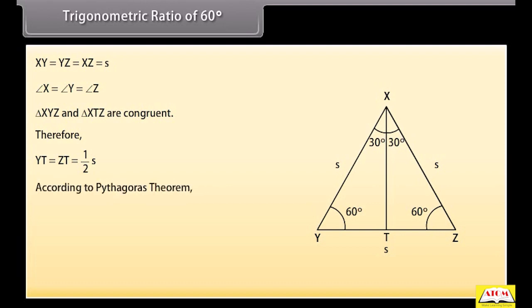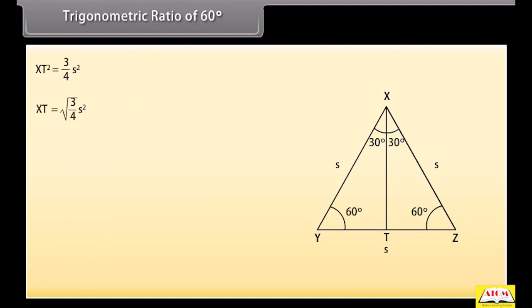According to Pythagoras' theorem, XT square plus YT square is equal to XY square. By substituting the values, we get XT square plus 1 upon 2S whole square is equal to S square. By calculating it, we get XT is equal to square root 3 upon 4S square, which is square root 3 upon 2S. Sine 60 degree is equal to XT upon XY, which equals square root 3 upon 2S upon S equals square root 3 upon 2.